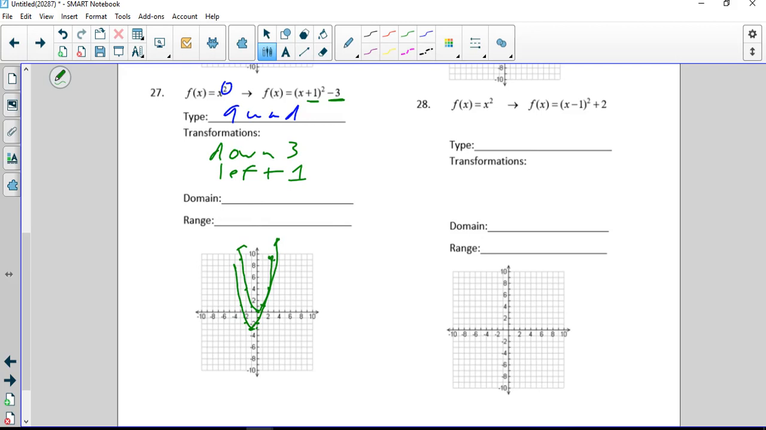Now, my domain still is going to be left and right forever. My range on the new one, where's it going to bottom out? -3, right there. And it's inclusive. And it goes up towards positive infinity.